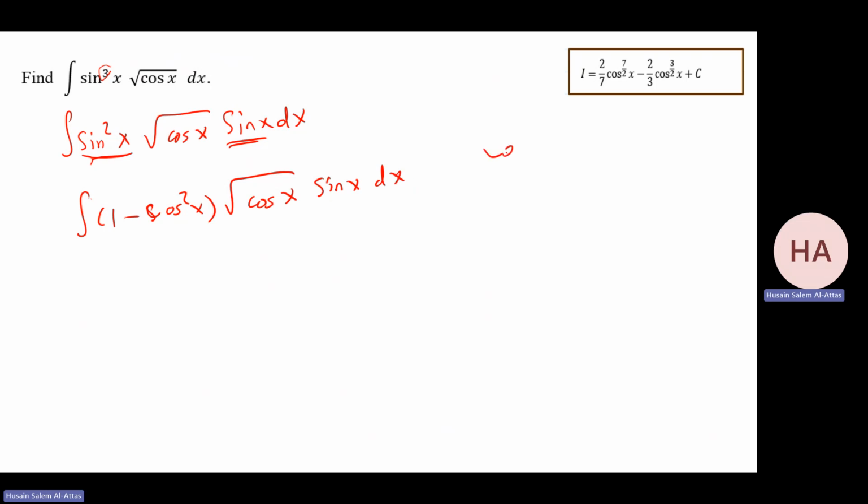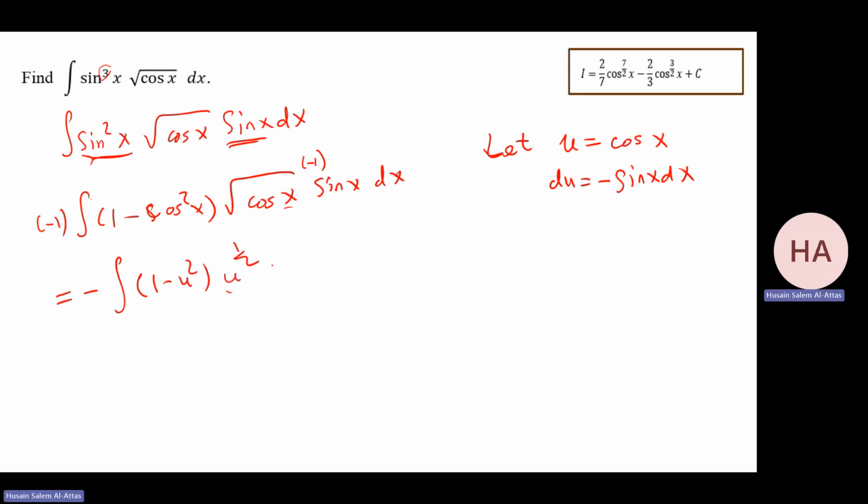So now I let u to be cosine x, du will be minus sine x dx. Assume I have a minus sign here, and I will make it outside also. So that will be minus integral 1 minus u square, u to the power half, du. Now I have the du, I can do the calculation.